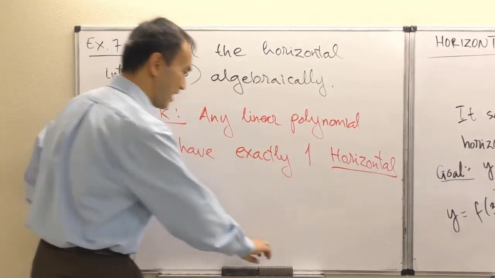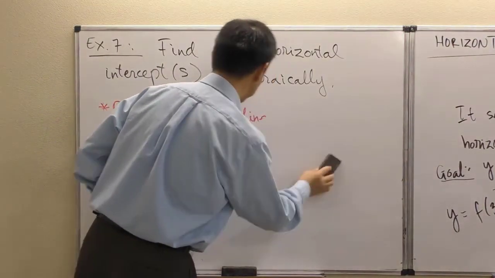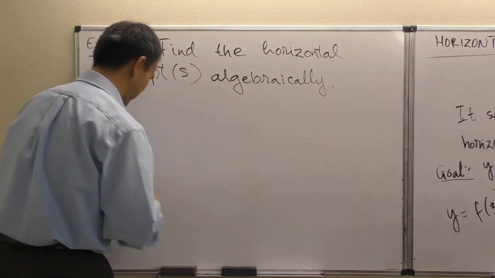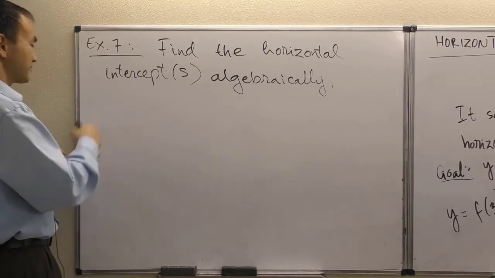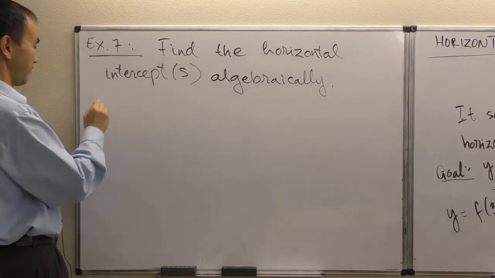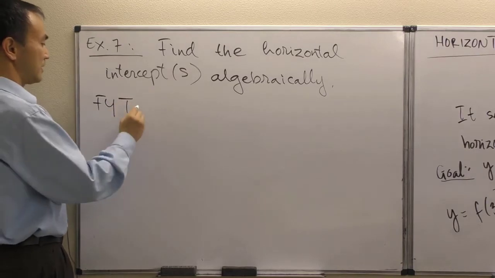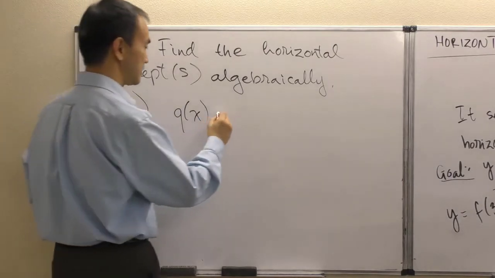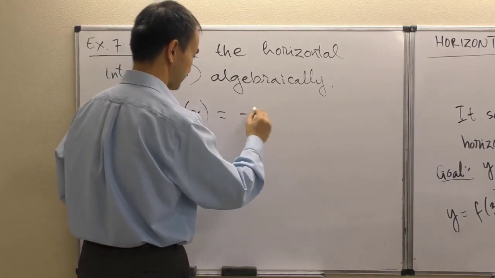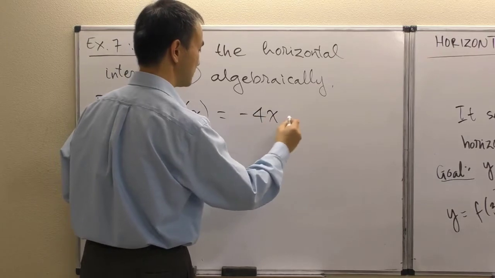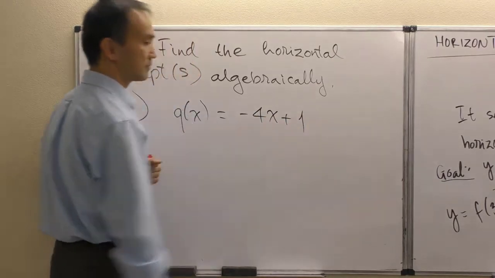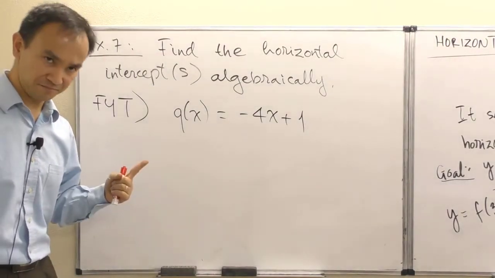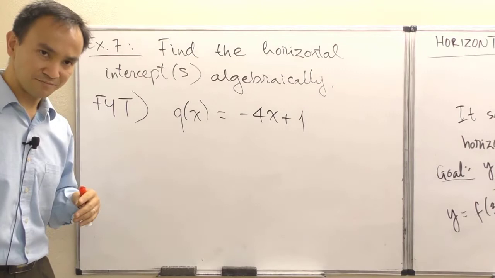Okay, and so in that way, before I completely leave example 7 right here, let me put in an FYT for anyone to try. So as an FYT, let's look at a polynomial q of x equals negative 4x plus 1. Go ahead and pause the video, and spend your time finding that horizontal intercept.